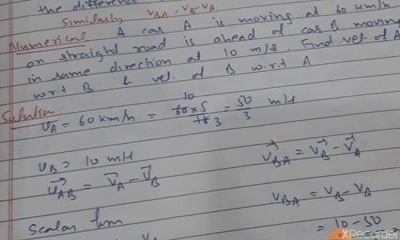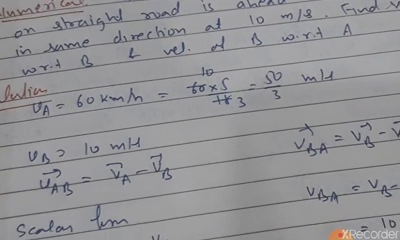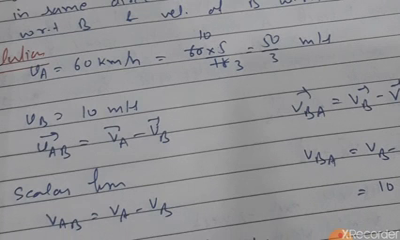So see here, what is VA? VA is 60 km per hour. So we'll convert it into SI units first, that is 50 by 3 meter per second. VB is 10 meter per second. Students, what we have to evaluate? Relative velocity of A with respect to B and velocity of B with respect to A. Let us start with velocity of A with respect to B, that is VA minus VB.